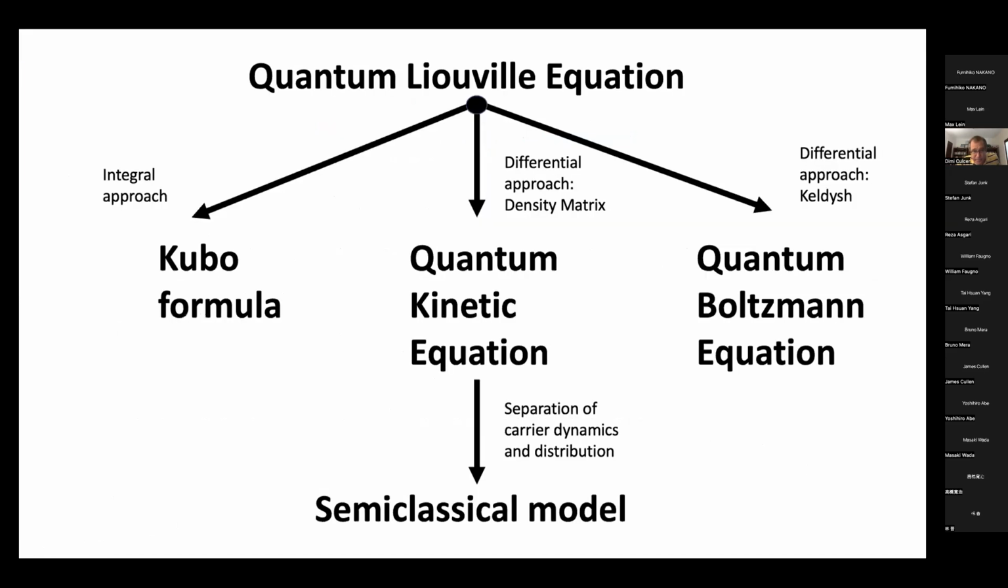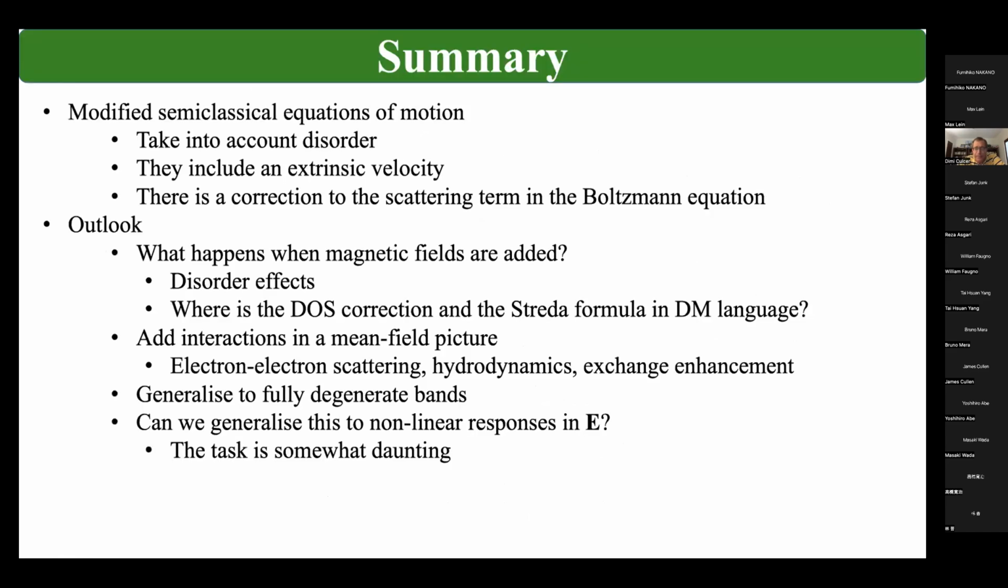and these random spin rotations have an additional effect on the charge dynamics. Ultimately, I wanted to point out that all these theories come from the same starting point. You can start with the quantum Liouville equation. You can go to Kubo by using an integral approach. You can go to the quantum Boltzmann equation by using a differential approach, so let's say Keldysh. Or you can also derive a quantum kinetic equation, just sticking to the density matrix, which is another differential approach. And then at least for certain dynamics, you can separate the dynamics and the distribution and recover this semi-classical model. So that is basically my summary.